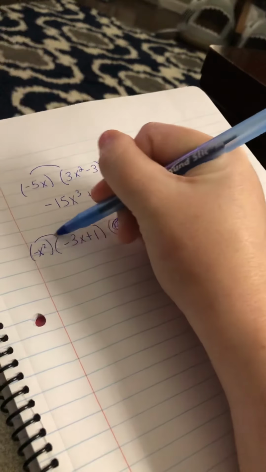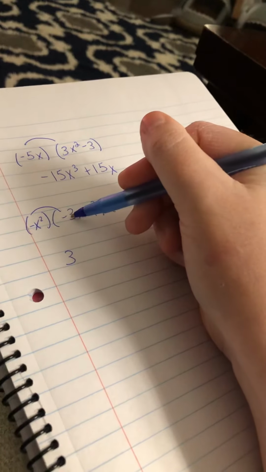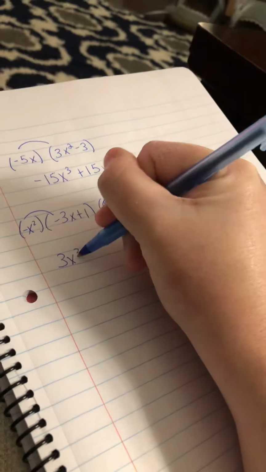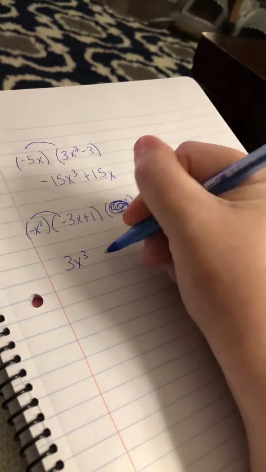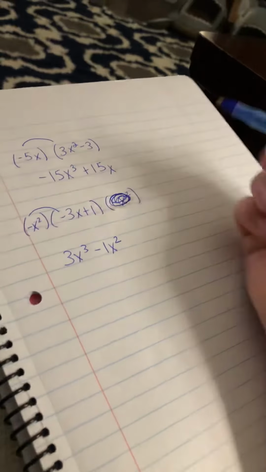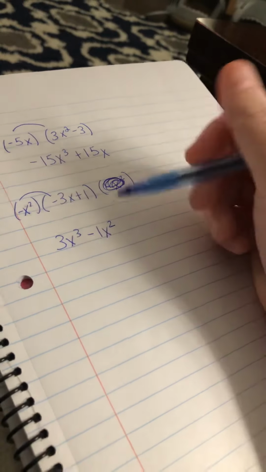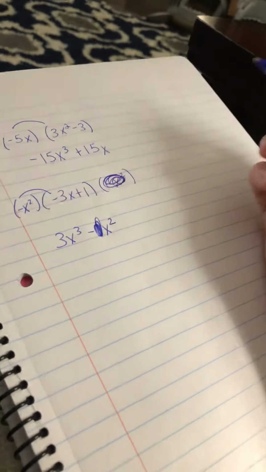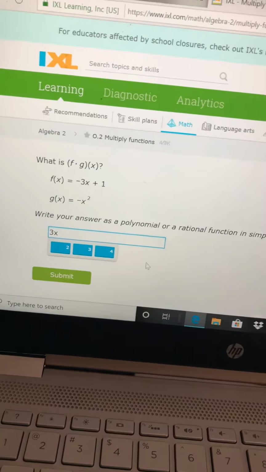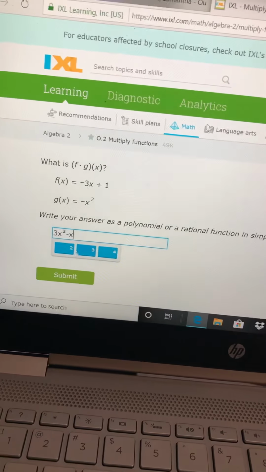All right, so a negative times a negative is a positive 3, because that's negative 1 times negative 3 is positive 3, and this will be x to the third. Then a negative times a positive is a negative 1, and this x squared has nothing to put with it. So it's 3x to the third subtract 1x squared, which is the same thing as just subtract x squared. We don't even have to put the 1 there. So 3x to the third subtract x to the second.